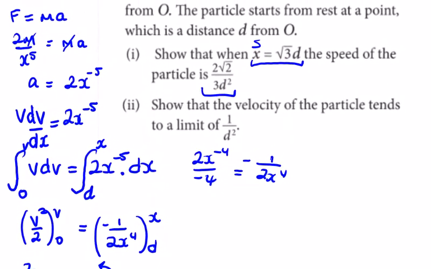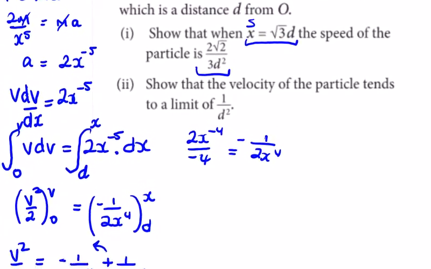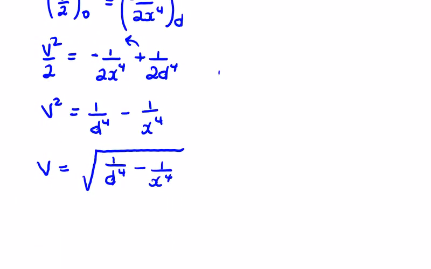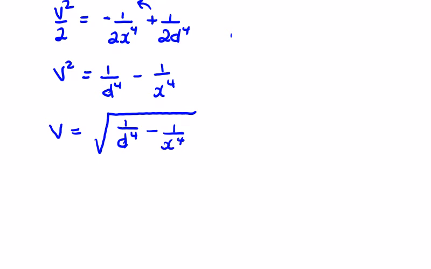Now to sub in a value, x is equal to root 3d. So we sub in root 3d for x. Root 3d to the power of 4 is going to be equal to root 3 to the power of 4 times d to the power of 4. So root 3 by root 3 is 3, and 3 3s are 9, so it's going to be 9d to the power of 4.